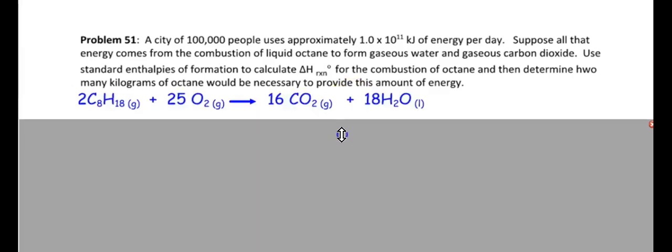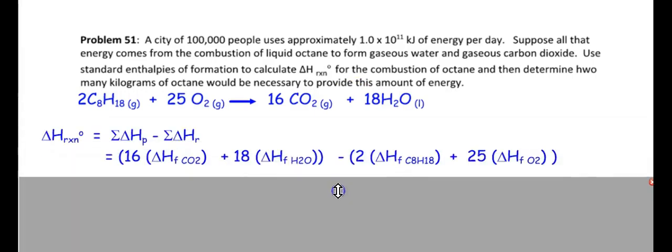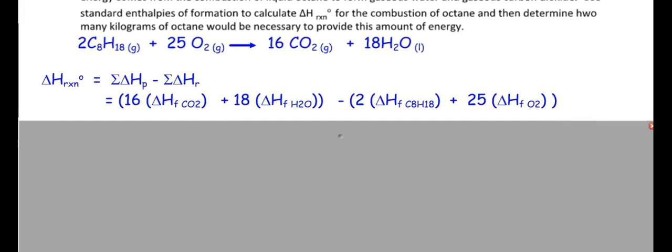Okay, welcome back. Let's see how you did. Well, as you know, you're supposed to write down the equation, and then the formula: products minus reactants. Hopefully you got that. So 16 carbon dioxides, 18 liquid waters, minus 2 octanes and 25 oxygens. I bet you know what those oxygens are, don't you?